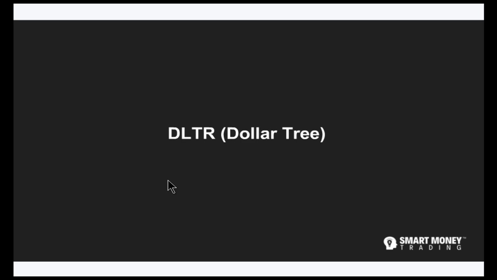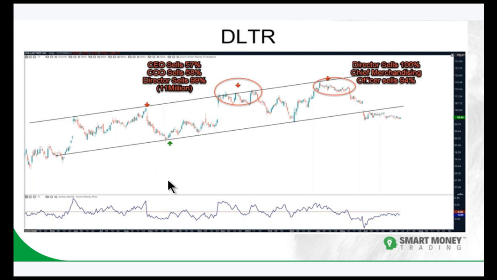So if you look at Dollar Tree, DLTR, Dollar Tree was a stock that we found in our scan. If you look at Dollar Tree, everyone, what pattern was Dollar Tree? Can everyone see the rising channel?